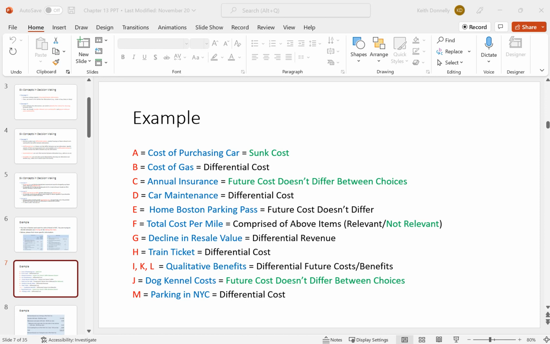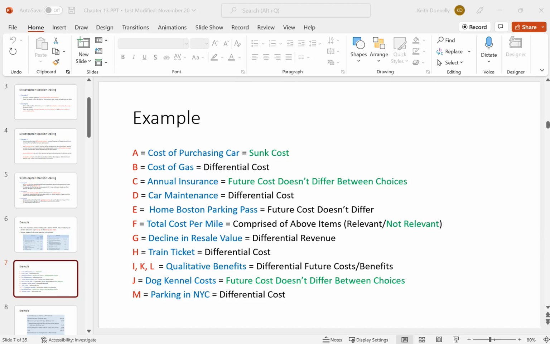All right, car maintenance, that is a differential cost. In other words, by virtue of driving, we're going to put more wear and tear on our car. We're probably going to increase our maintenance costs. If we take the train, though, we don't have to worry about that, right? So that would be a cost that differs between the alternatives.